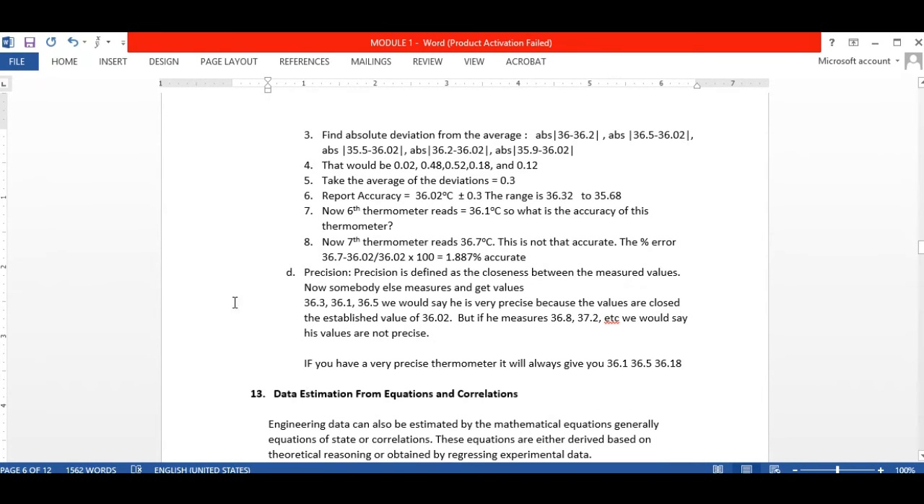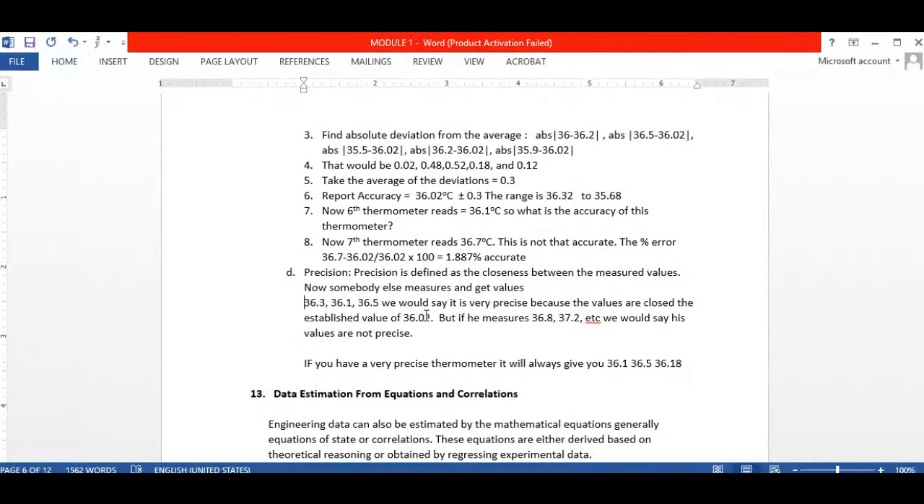Now, you have a thermometer and you start measuring the temperature, and you get 36.3, 36.1, 36.5. We would say the thermometer is very precise, because the values are close to the established value of 36.02. All the values we measure using one thermometer are close to the established value, which means the thermometer is very precise. Got my point?